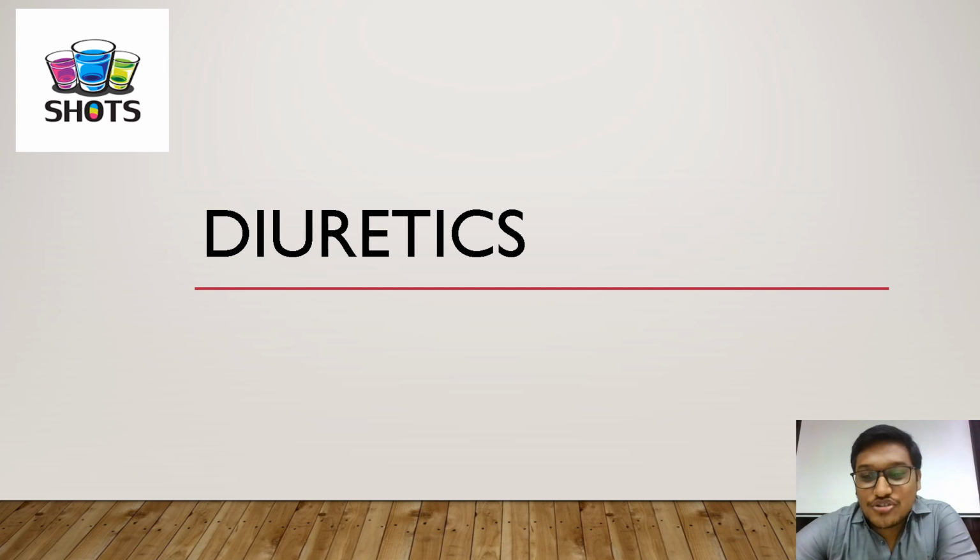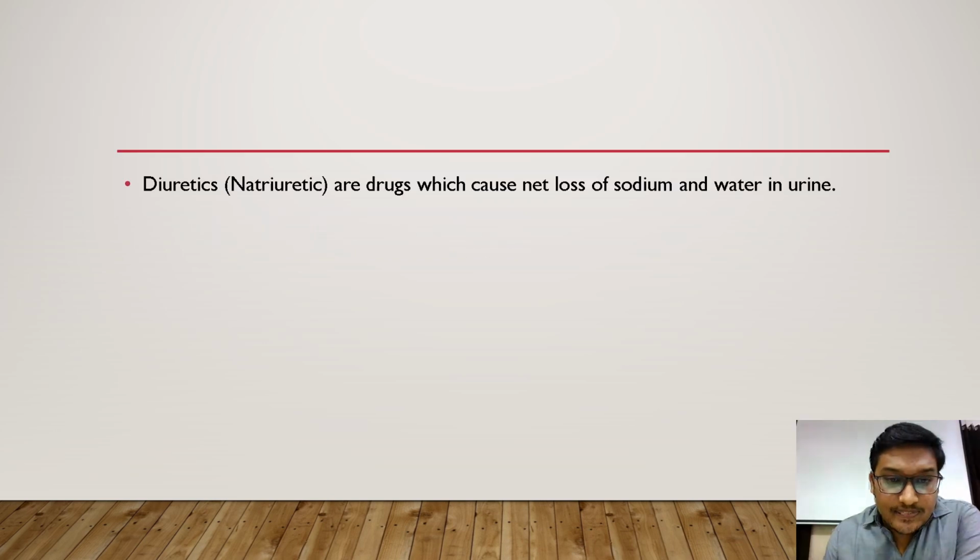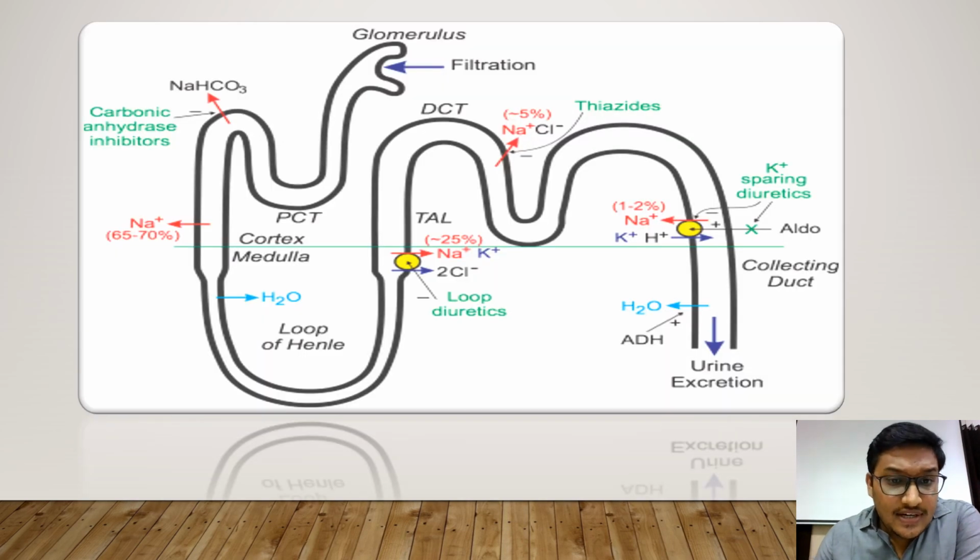Hi guys, this is a short video lecture series on diuretics which will be covered in 6 different parts. What are diuretics? Diuretics are the drugs which cause net loss of sodium and water in the urine. Diuretics mainly act on four sites. The first is the proximal convoluted tubule. The second is the thick ascending loop of Henle. The third is the distal convoluted tubule, and the fourth is the collecting duct.